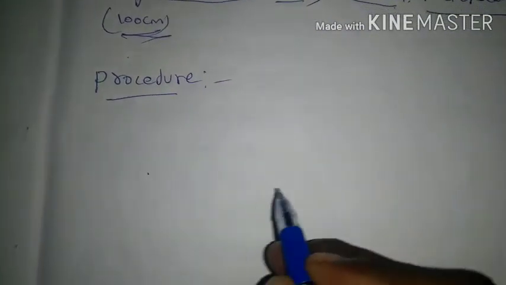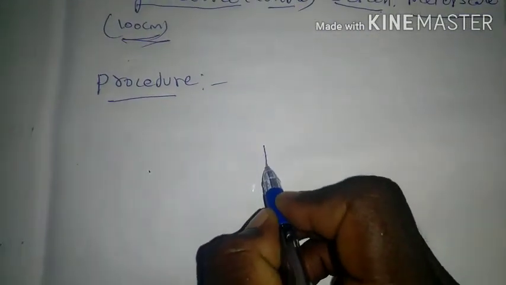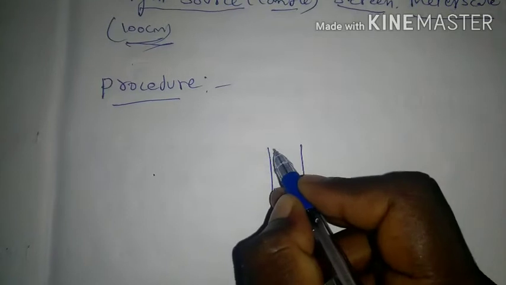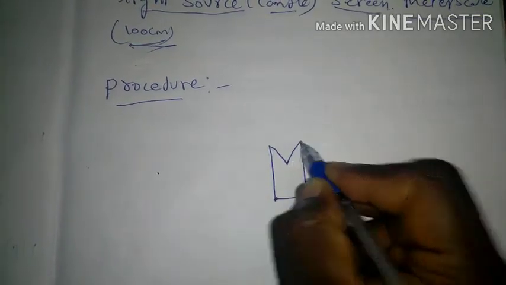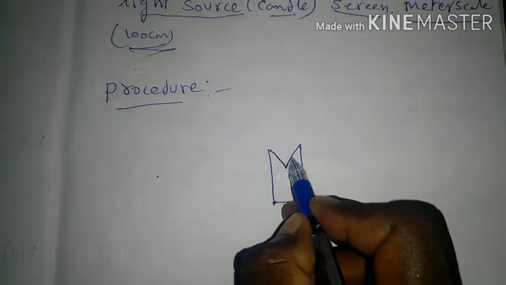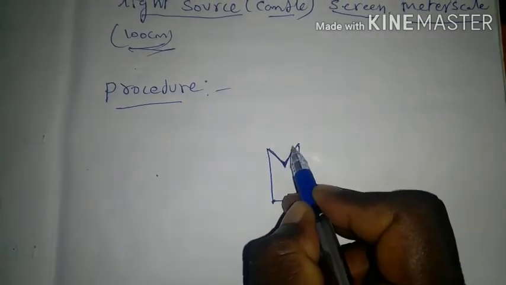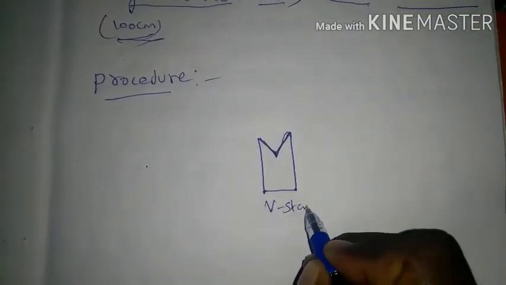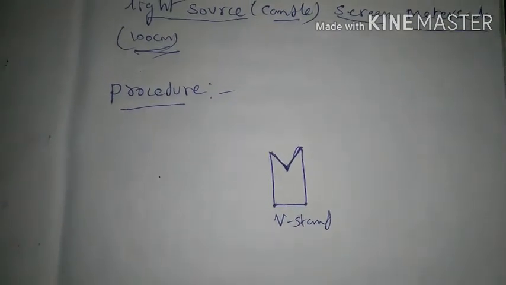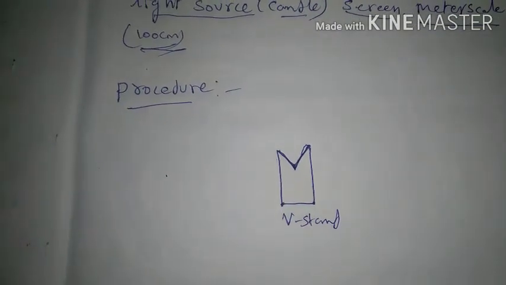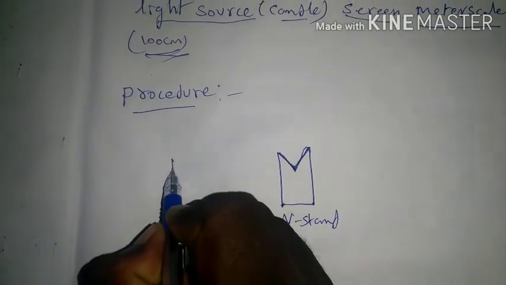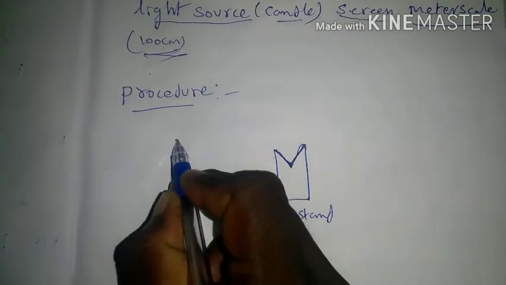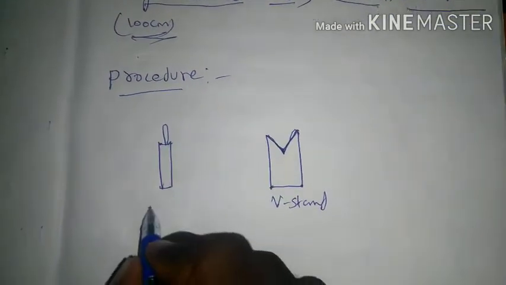Okay, take a V stand. This is V stand. V shape is there. V shape means V stand. Next after that, light source. I am taken candle. This is candle.